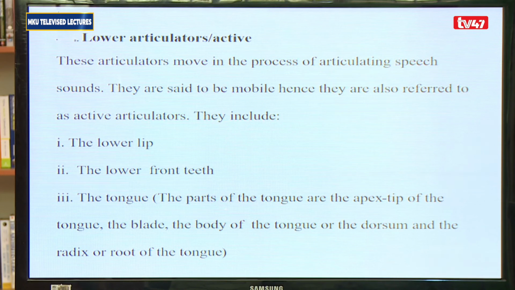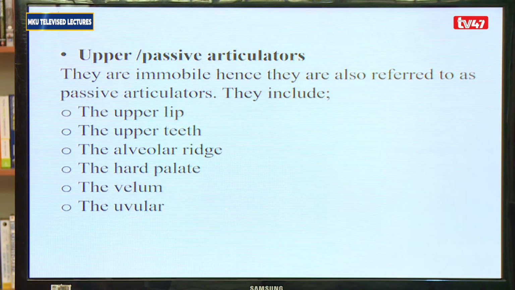And the tongue has different parts, which we shall look at later when we come to vowel production, where we talk about the apex of the tongue, or the tip of the tongue, which is the front part of the tongue. We have the blade, the sides, and the body of the tongue. So those are the active articulators.